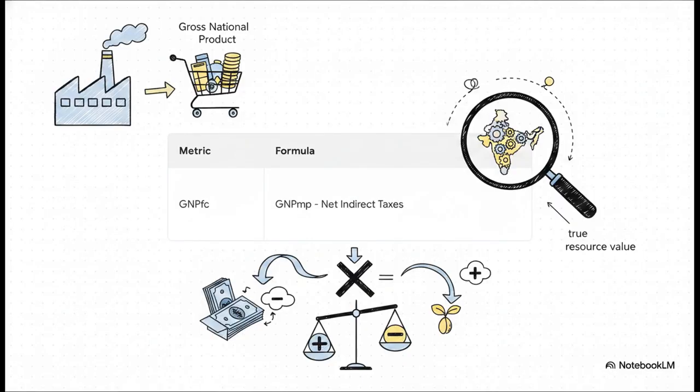To find this mathematically, we use a really straightforward formula. We take the gross national product at market price, that's the total value of goods at prevailing store prices, and we simply subtract the net indirect taxes. And remember, net indirect taxes are just indirect taxes minus subsidies. By doing this subtraction, we're effectively stripping away the distortion of state intervention, the taxes that inflate prices, and the subsidies that artificially lower them. This lets us see the true, unvarnished resource value of what a nation's residents have actually earned.